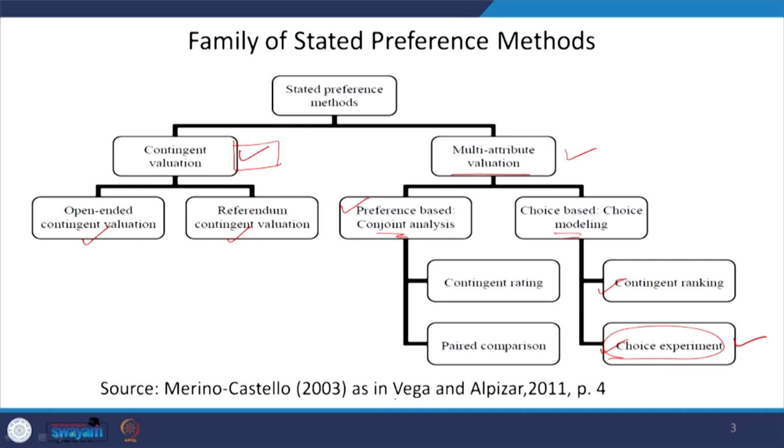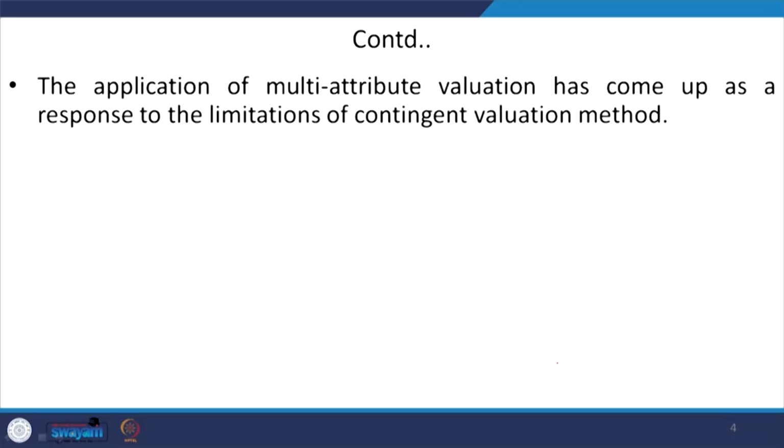Under this stated preference method, we talked about contingent valuation, which is commonly used, and under multi attribute valuations we will be talking about the choice experiment, which is also very commonly used under the stated preference method. Now the question is why we are talking about choice modeling or choice experiment when we have already discussed the contingent valuation method, one of the family member methods under the stated preference method.